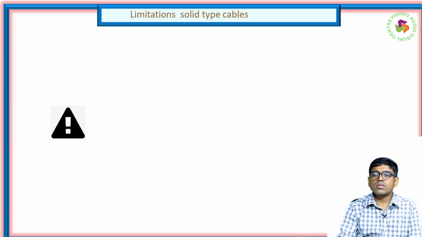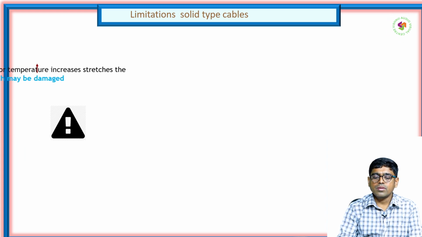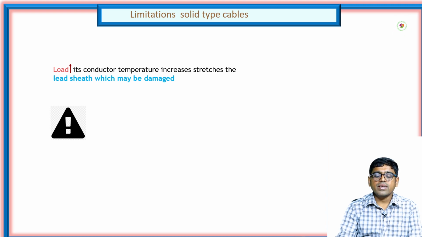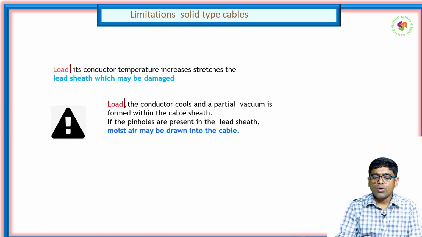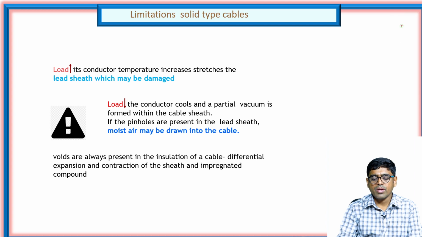Now the limitation of this SL type of cable. When the load increases, the conductor temperature increases and stretches the lead sheath, which may get damaged. When the load decreases, the conductor cools and a partial vacuum is formed within the cable and sheath, and if pinholes are present in the lead sheath, moist air may be drawn into the cable. Voids are always present in the insulation of the cable due to different expansion and contraction of the sheath and the impregnated compound.